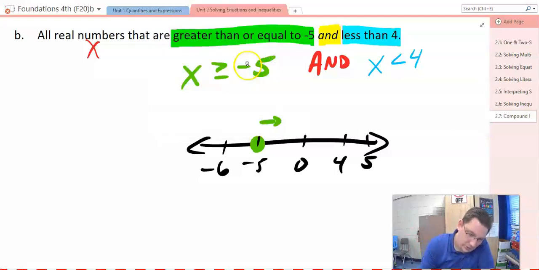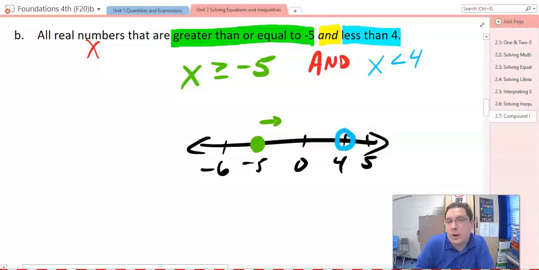Now, let's do the other one. x is less than 4. So what's going to happen at 4? I've got my circle at 4, right? And then where's that shade? Towards 0 or towards 5? Well, 0 is less than 4, so that's going to shade this way.